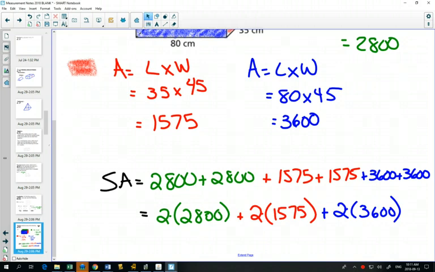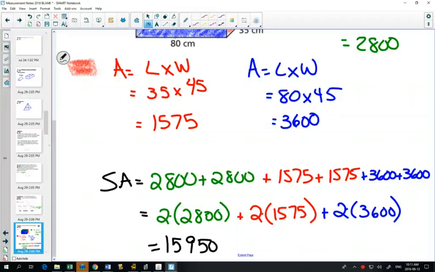And so we take out our calculator and do this entire calculation. Has someone already calculated it for me to save time? 15,950. And we're not done yet, because we need to have units.